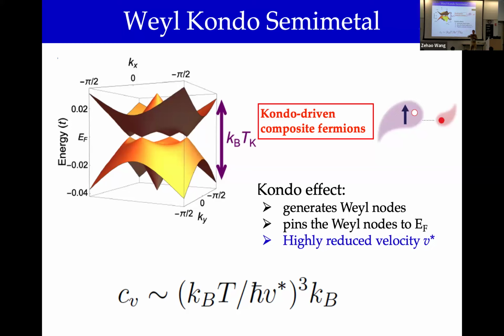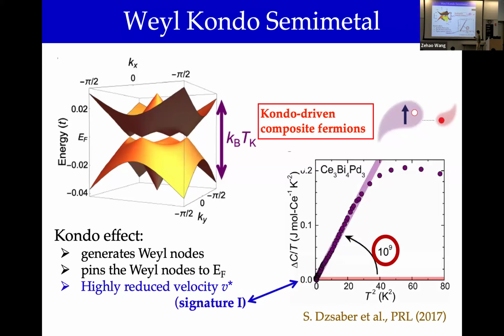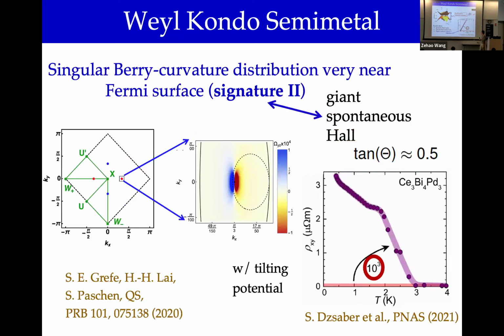The specific heat would be T cubed with a prefactor that's amplified, enlarged by 9 orders of magnitude. So it turns out, at the same time, our collaborators in Vienna had a new Kondo semi-metal that shows precisely this form of specific heat, with the prefactor, the slope of T cubed, that's almost 9 orders of magnitude larger than what one would have expected if you have nodes in ordinary electrons.